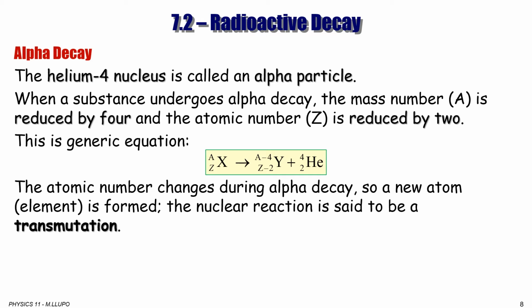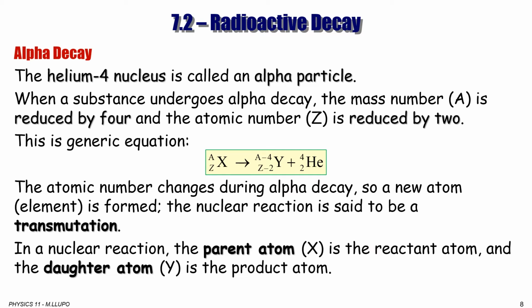The atomic number changes during the alpha decay, so a new element is formed. The nuclear reaction is said to be a transmutation. So transmutation is a nuclear reaction that produces a new element. In a nuclear reaction, the parent atom X is a reactant atom, and a daughter atom Y is a product atom.